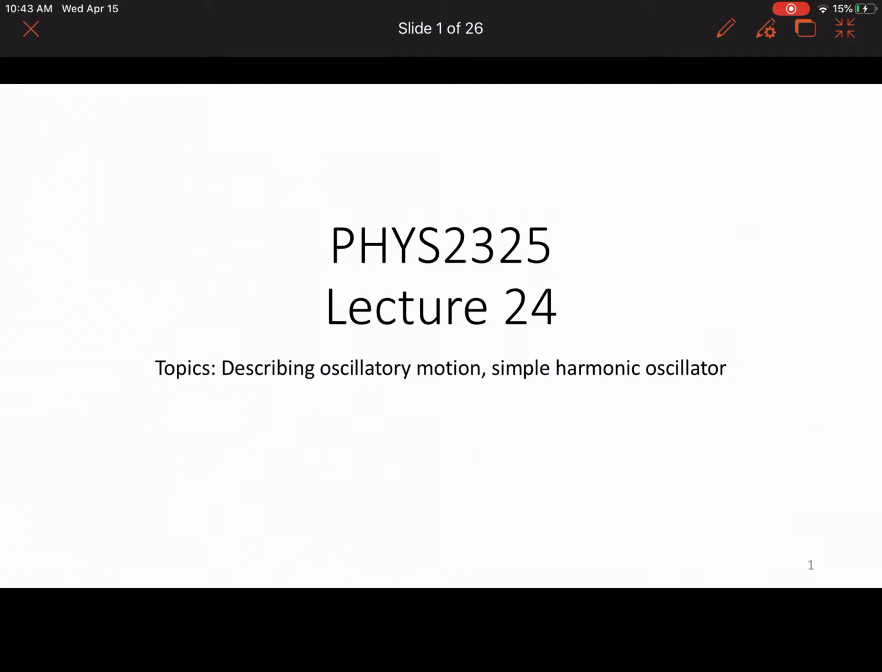Today we're going to start talking about oscillatory motion or harmonic motion, and we're going to introduce a very important concept known as the simple harmonic oscillator.